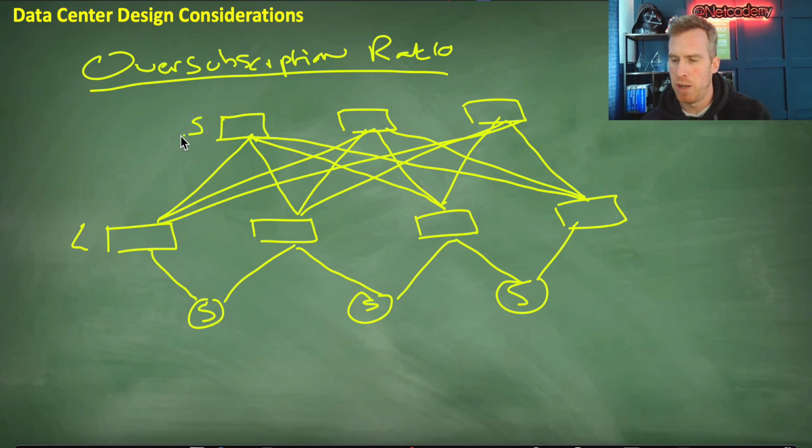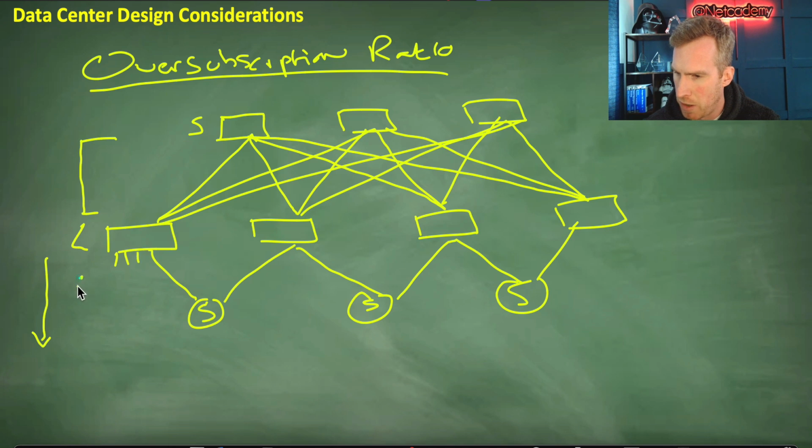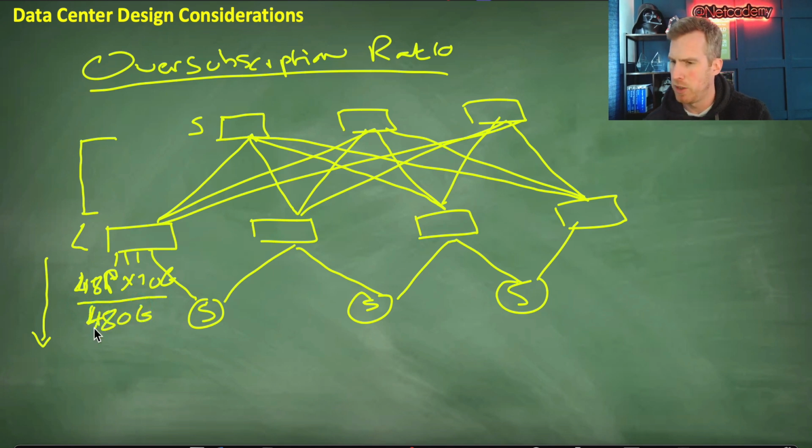Now, the oversubscription ratio is quite literally how you want to oversubscribe the bandwidth that's going through the network, and taking into account, will the connectivity between leaf to spine or spine to leaf be able to support that? So if we look at it from the leaf down to the servers here, on each of these devices, so on the leaves, you could have 48 ports, just for example, and all of these could be running at 10 gig. So there, just the calculation is 480 gigabits per second of actual traffic.